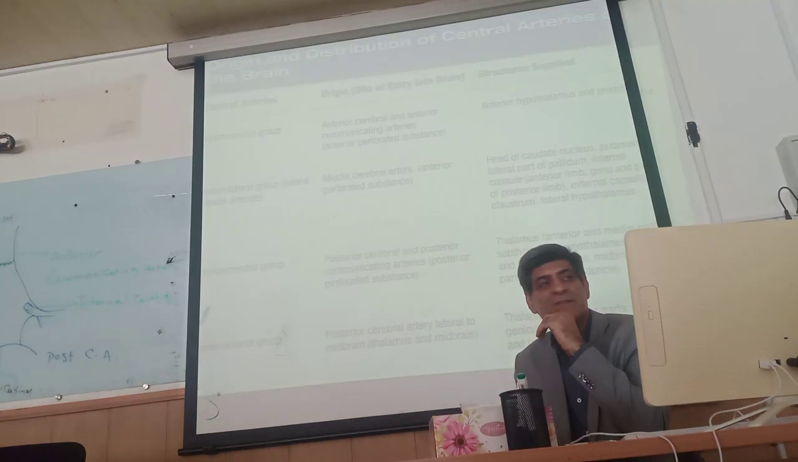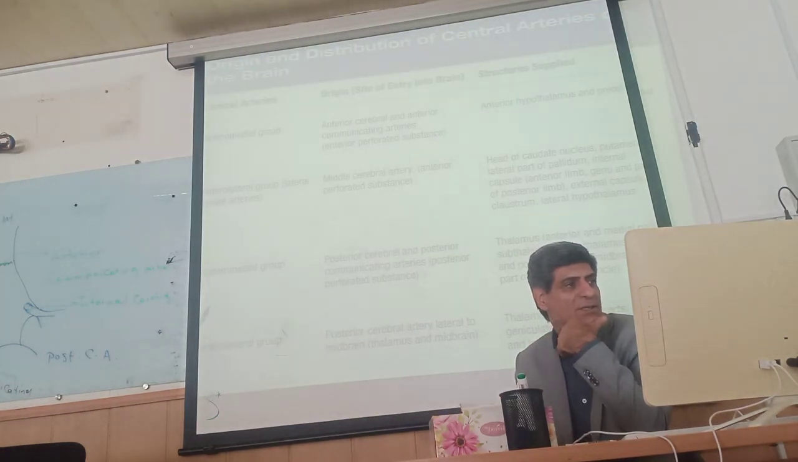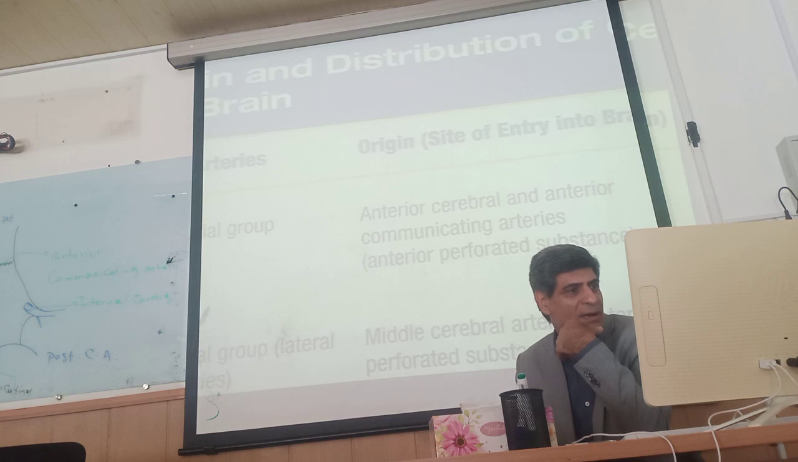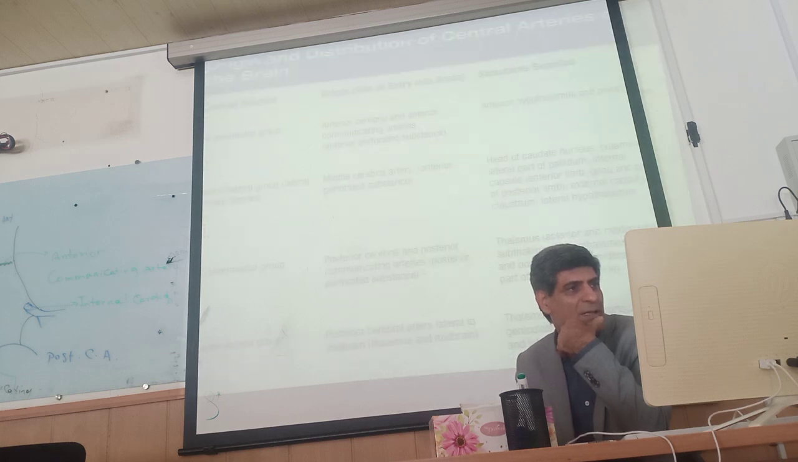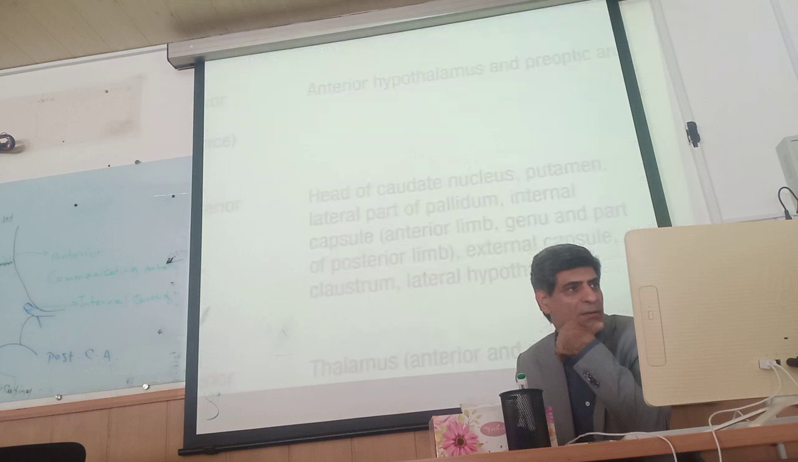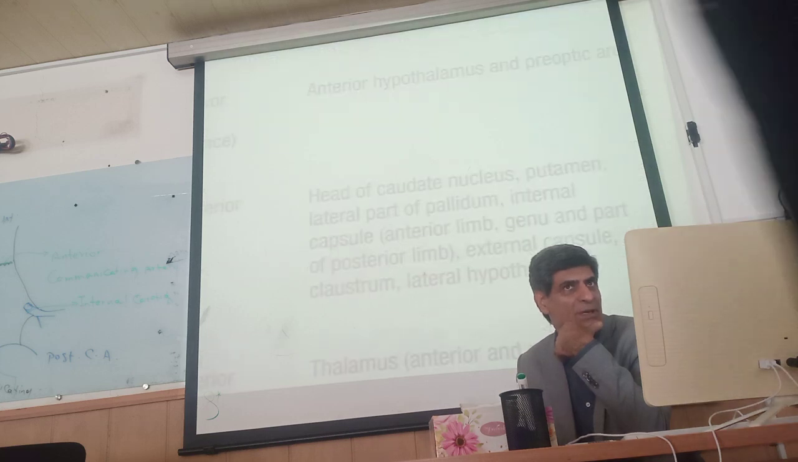Distribution of branches of the artery: central arteries, anteromedial group, from the anterior cerebral and anterior communicating artery, to the anterior perforated substance. The anterior perforated substance is formed from which artery? Anterior cerebral and anterior communicating. Origin is the central artery, anteromedial group, from two arteries. Structures supplied: anterior hypothalamus and preoptic area.